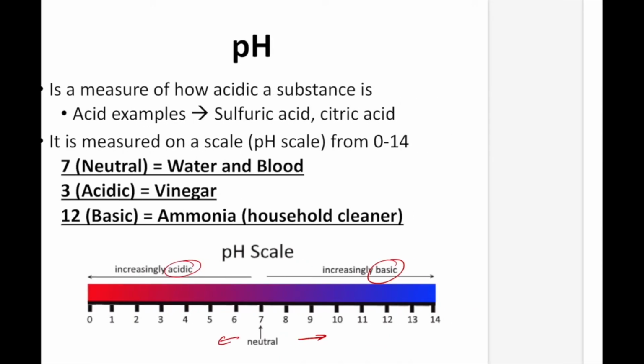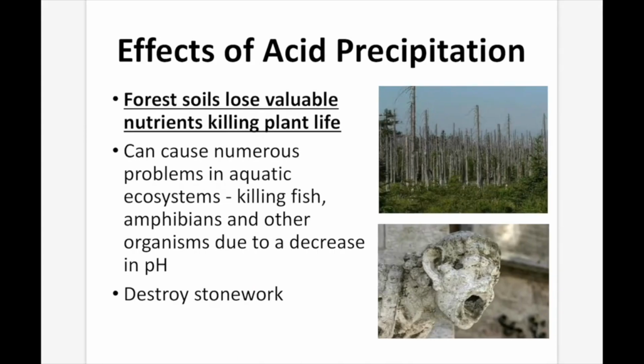So what are the effects of acid precipitation? It can deplete the nutrients from soil, killing plant life. It can cause numerous problems in aquatic ecosystems, killing fish, amphibians, and other organisms due to the decrease in pH. Organisms can only live in a certain range of pH. If you force them to live outside that tolerance range, they're not going to survive. And lastly, it can also destroy stonework. So stonework is generally made from things like limestone, which gets dissolved by acids.